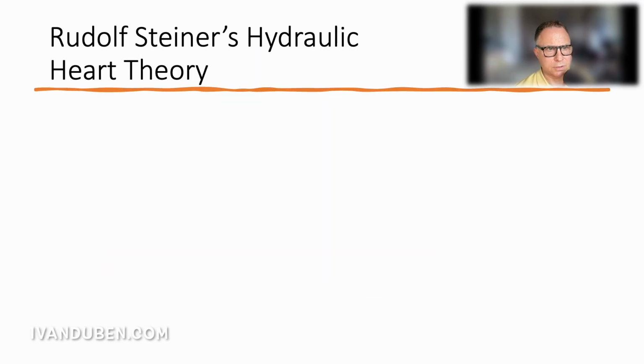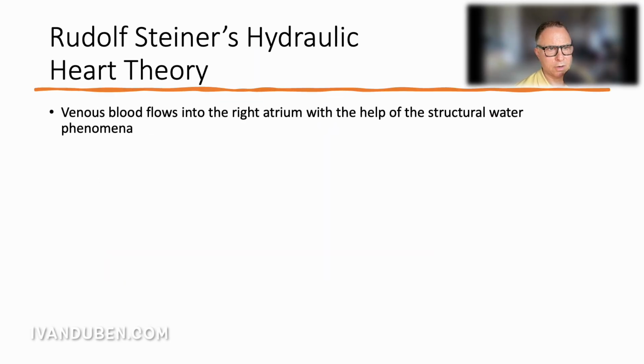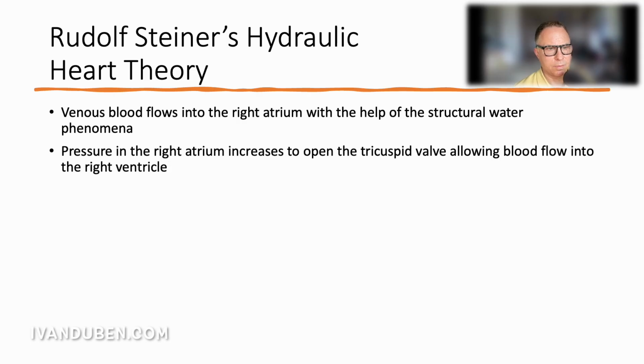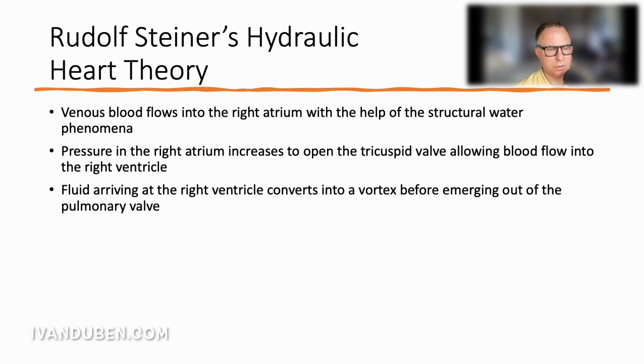We can also consider Rudolf Steiner's hydraulic heart theory. Venous blood flows into the right atrium with the help of the structural water phenomena. Pressure in the right atrium increases to open the tricuspid valve, allowing blood flow into the right ventricle. Fluid arriving at the right ventricle converts into a vortex before emerging out of the pulmonary valve. Now, this is that spiral aspect that I discussed a bit earlier.